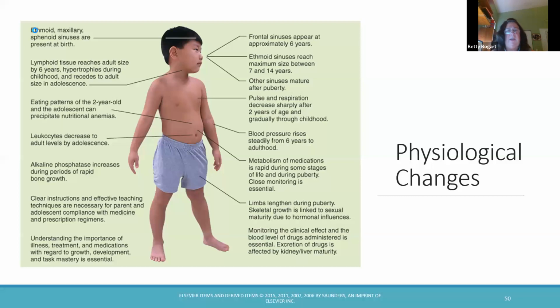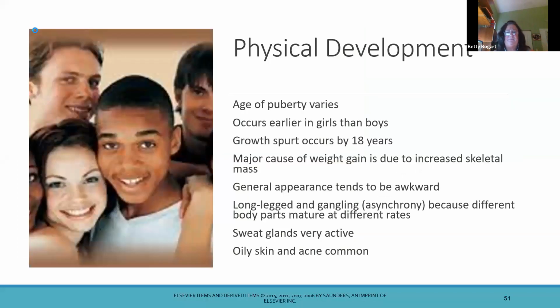And then here's a great picture which shows you all the different things that happen. Their faces change, their muscles change, that little tummy pudge is going to go away. They just start getting longer, hair starts forming. All of these things are part of that. As I said, puberty varies. I said girls are before boys. And then usually children will have their growth spurt by 18 years old.